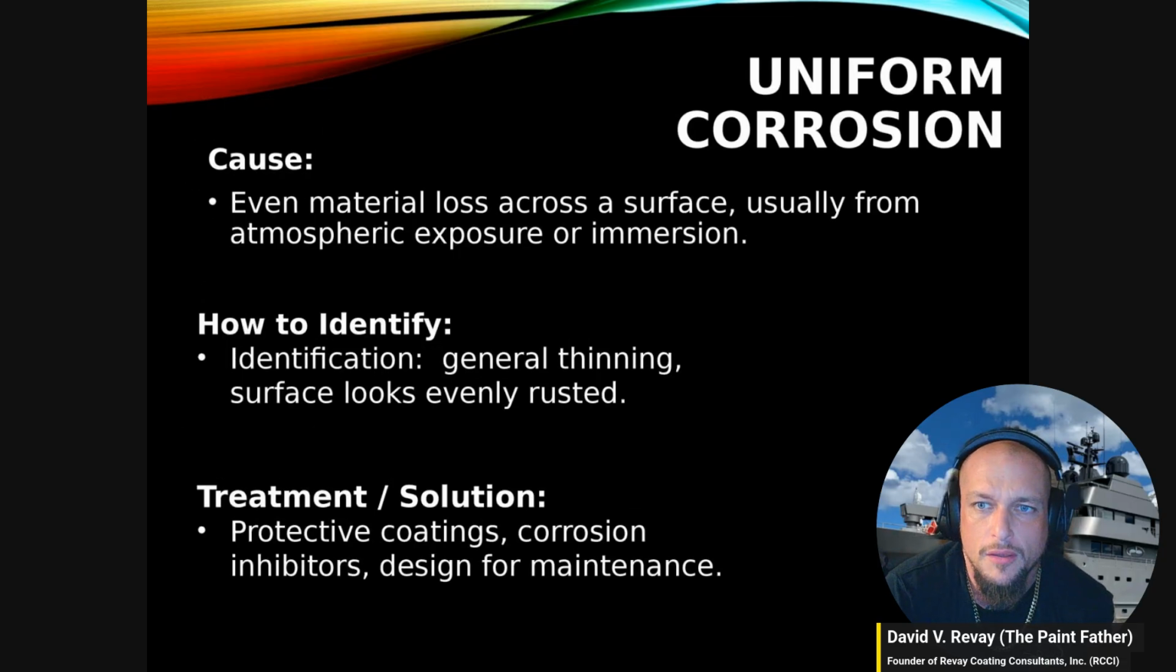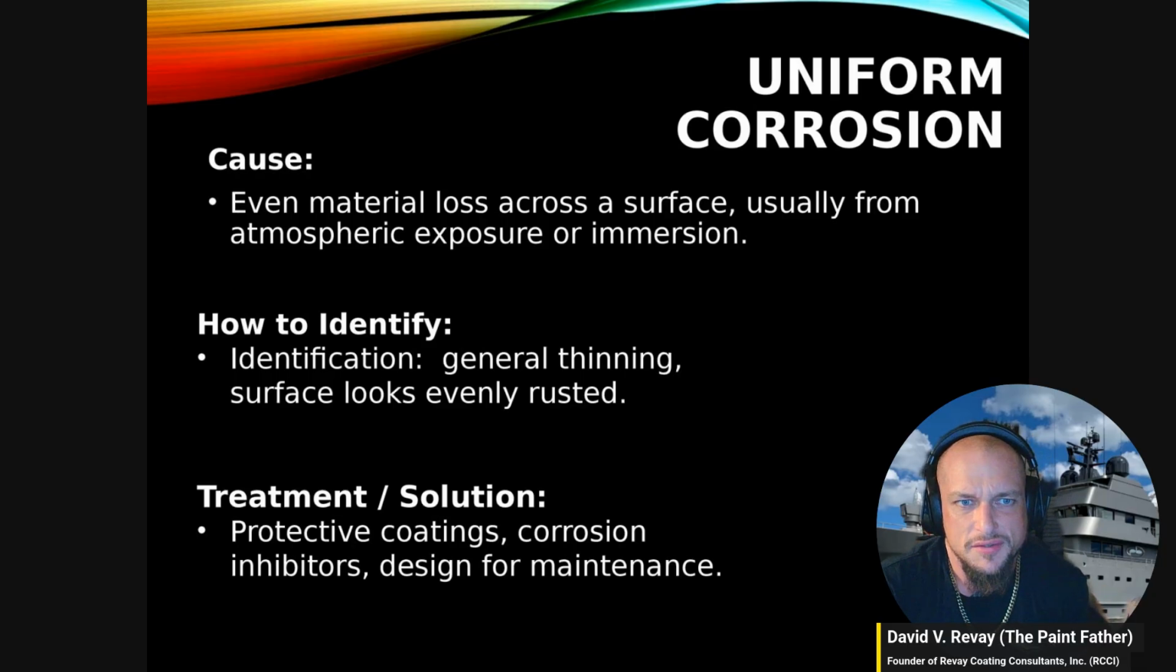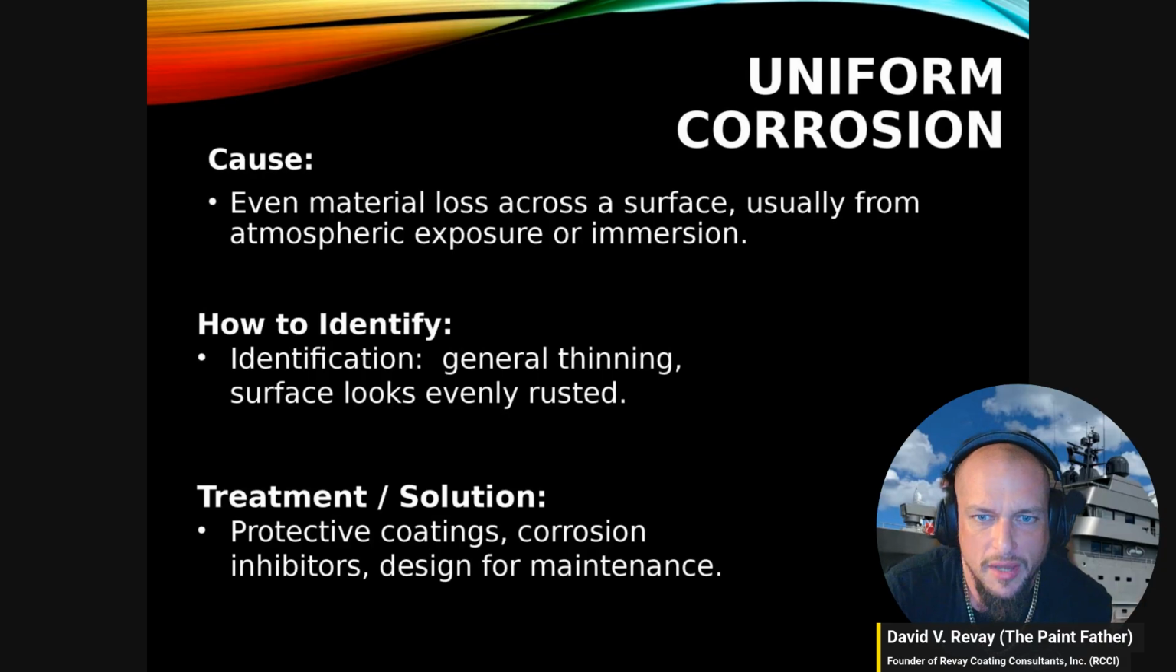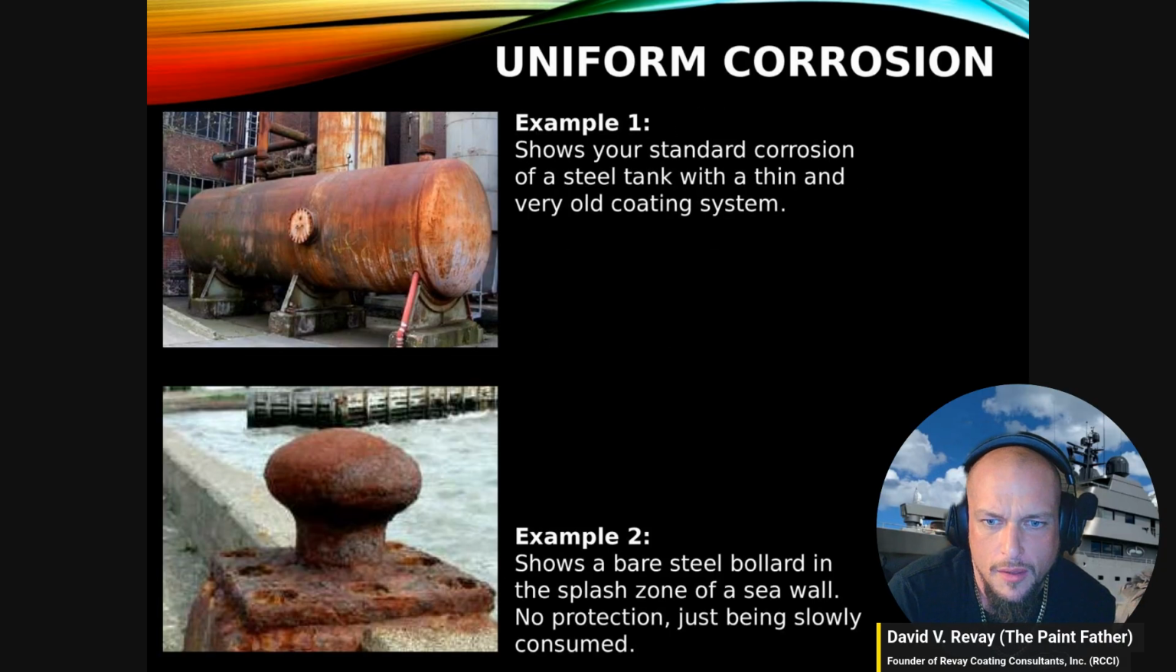So you have uniform corrosion, which is usually evenly grouped together. It's just a uniform look, like you can clearly see it was bare metal or too thin of a paint film. And here's some examples of that.